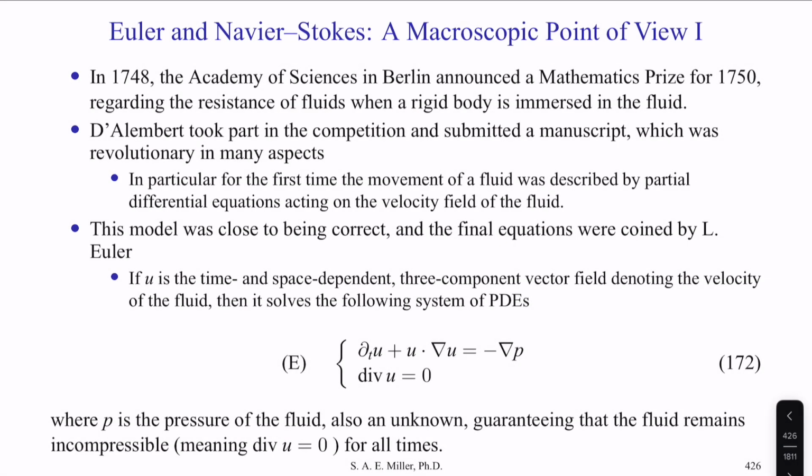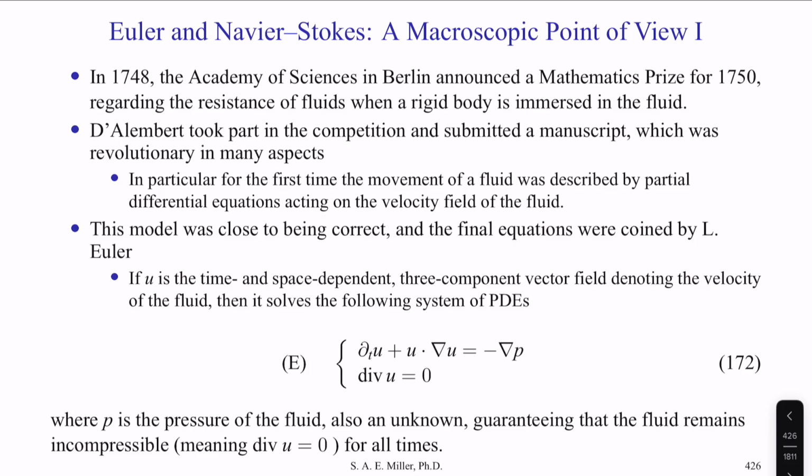We just mentioned the microscopic system of Isaac Newton. On the other end, there's the macroscopic point of view, which we talked at length about in the beginning of this class in terms of its history. As a reminder, in 1748, the Academy of Sciences in Berlin announced a prize for 1750 regarding the resistance of fluids when rigid bodies are immersed in them.